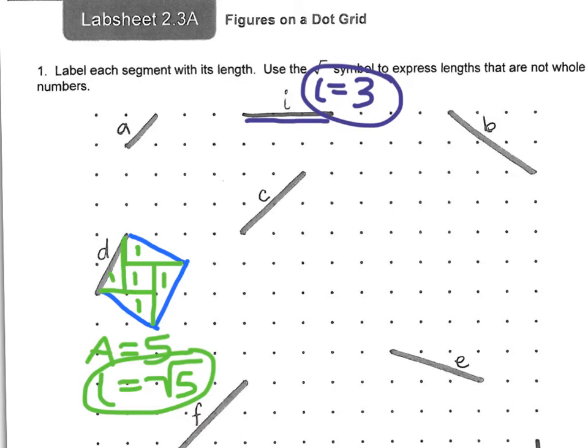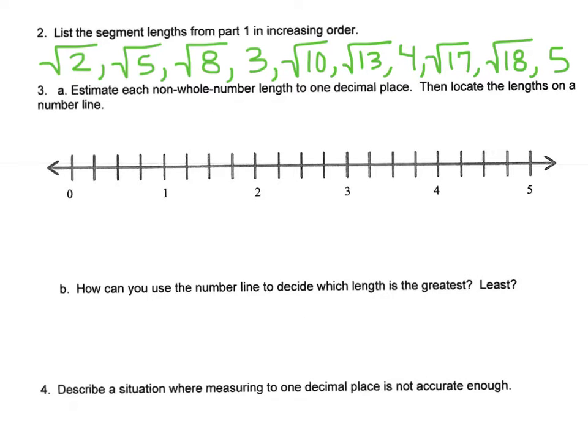So for the rest of these tilted segments, you need to draw tilted squares, find their areas, and then take the square root of the area to find the exact side length of each tilted segment.